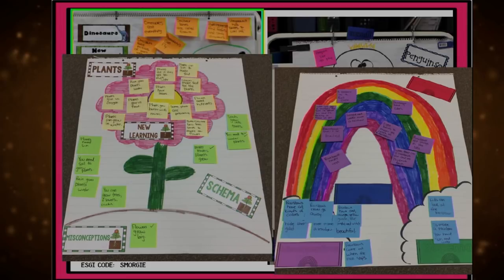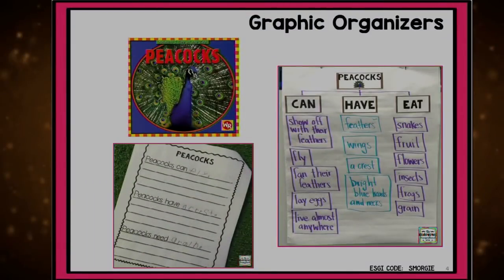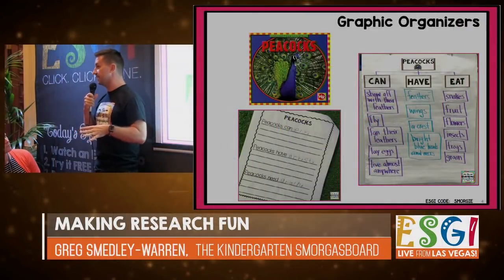And so after our schema maps, we move into the actual research part of our research projects, and it starts with a read aloud. And that's how the research is conducted in kindergarten for us, is it's all done through a read aloud, and a lot of times YouTube videos also.